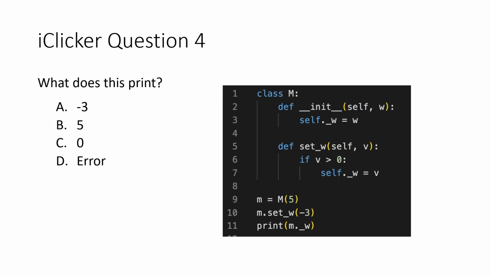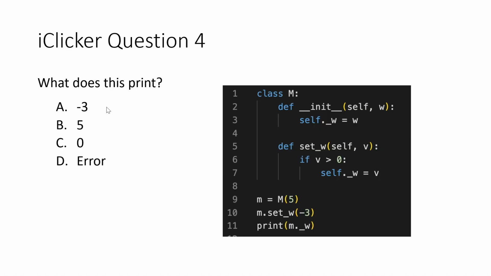So let's see how many. 57% chose the correct answer. 19% chose A. 17% chose D. And yeah, it makes sense. And then some of you chose option C. I don't know why C.